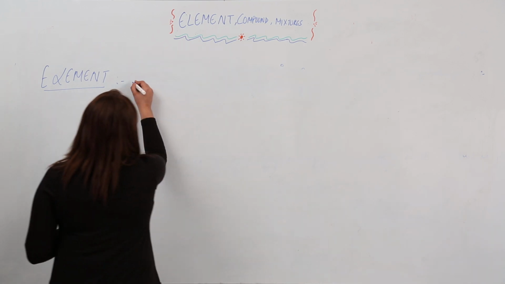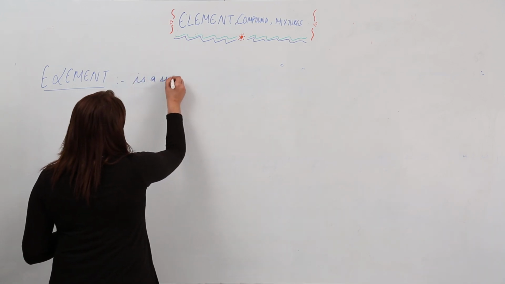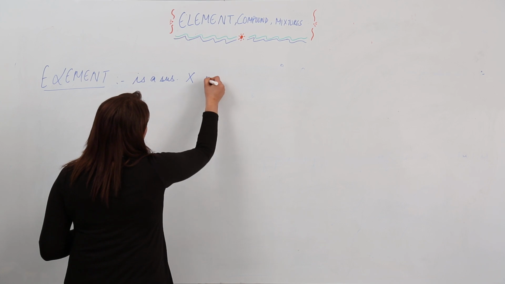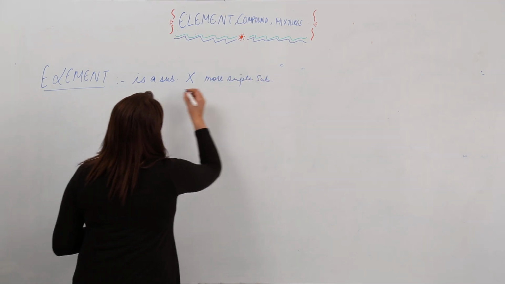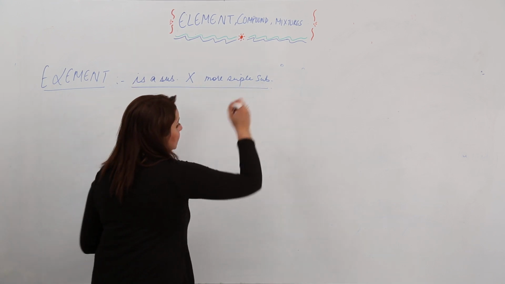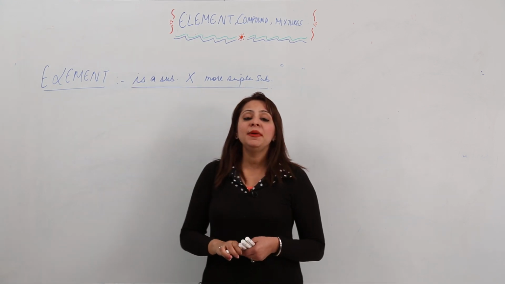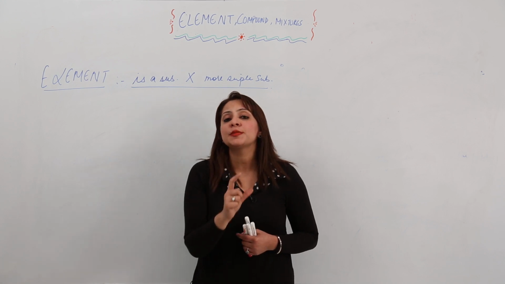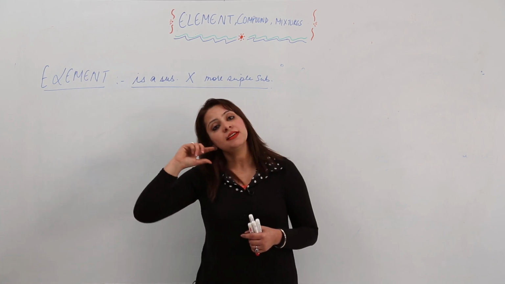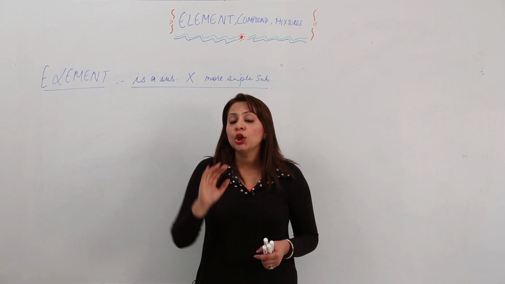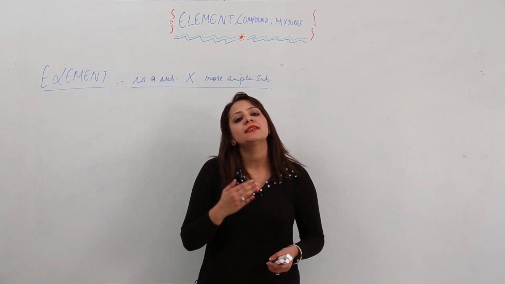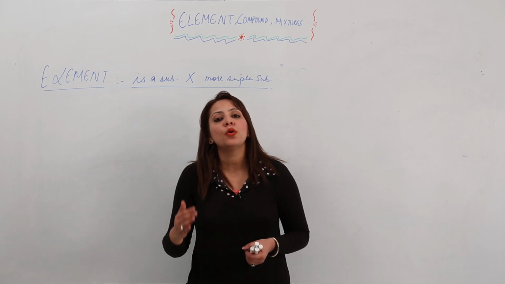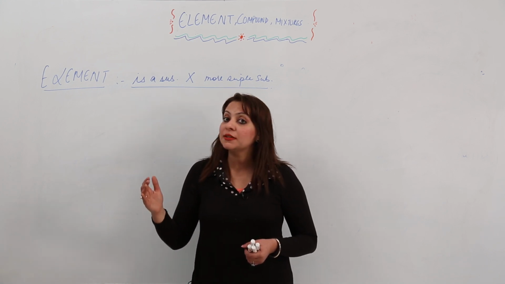So an element is a substance that can't be broken down into more simple substances, right? First of all you should be familiar with this term. That means an element is a kind of substance which is in the simplest form, and you cannot make a simpler form out of it. So an element is a substance which can't be broken down into more simple substances.